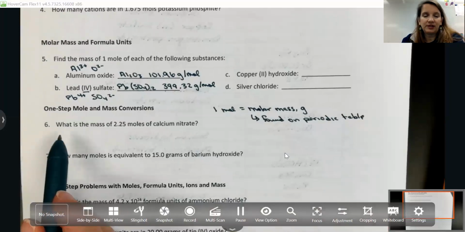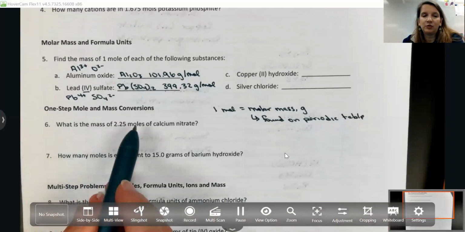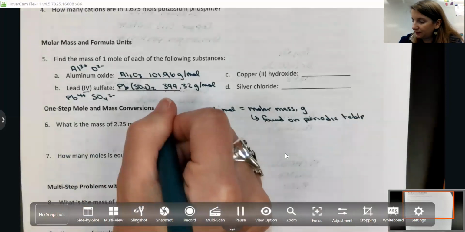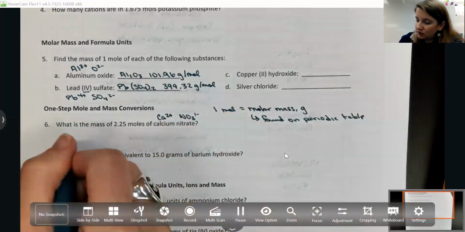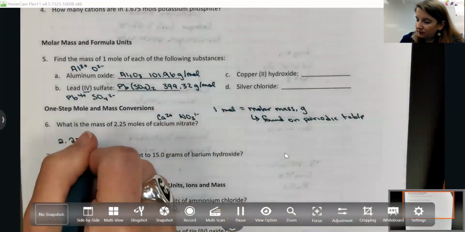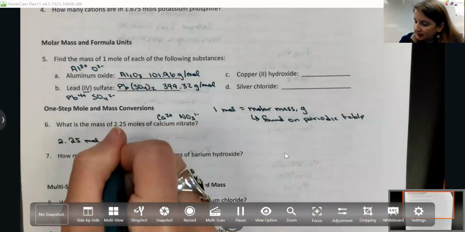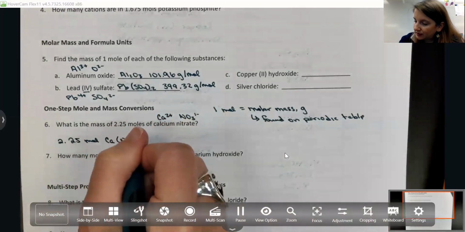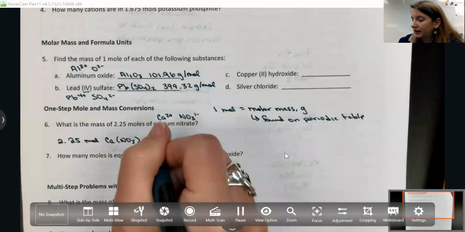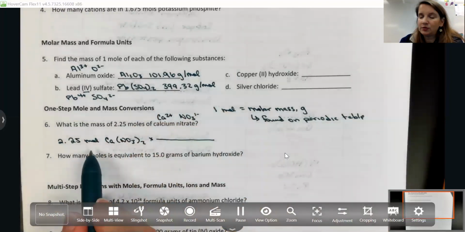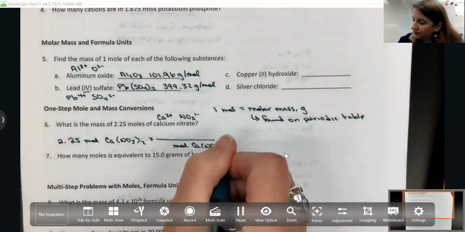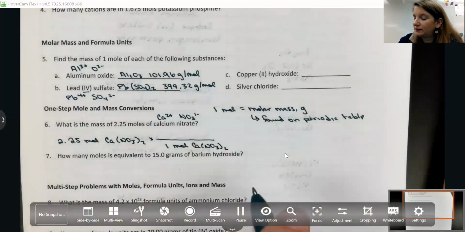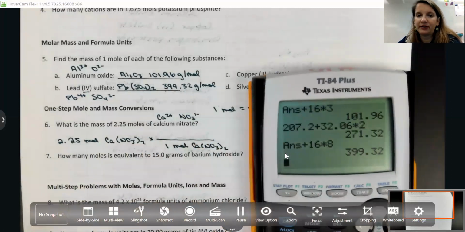So with question number 6, what is the mass of 2.25 moles of calcium nitrate? Calcium is 2+, nitrate is NO3 minus 1. So we have 2.25 moles of Ca(NO3)2. Since we're starting with moles, we know that we have to have moles on the bottom. And the number that goes with moles is always going to be 1. We're looking for the mass, so we need to find the molar mass of calcium nitrate. We're not going to use Avogadro's number this time.